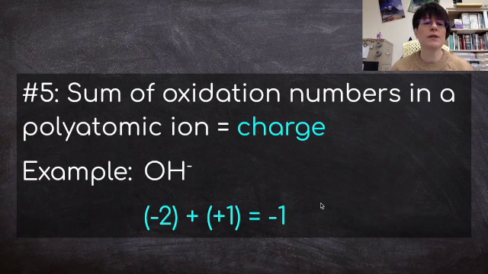And finally, rule number 5 has to do with polyatomic ions. It says that the sum of the oxidation numbers in a polyatomic ion equals the charge. So the example is OH, the hydroxide ion. We know that the oxygen is -2, the hydrogen is +1, so -2 plus a +1 is a -1, which in fact does add up to that -1 charge on the polyatomic ion.